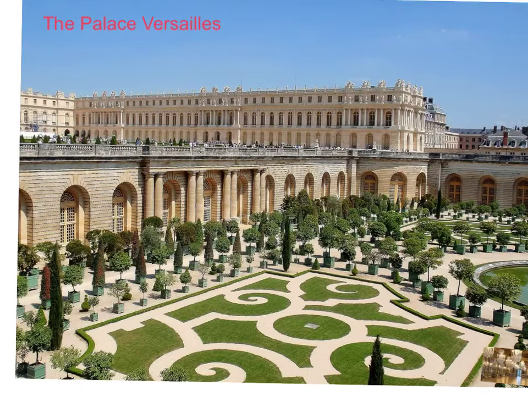Now, the ultimate example of the extravagance of the monarchy in France was the building of the Palace of Versailles. This is the building that King Louis XIV built. It took 28 years to build. Today, if they were going to build it, it would cost $2 billion.